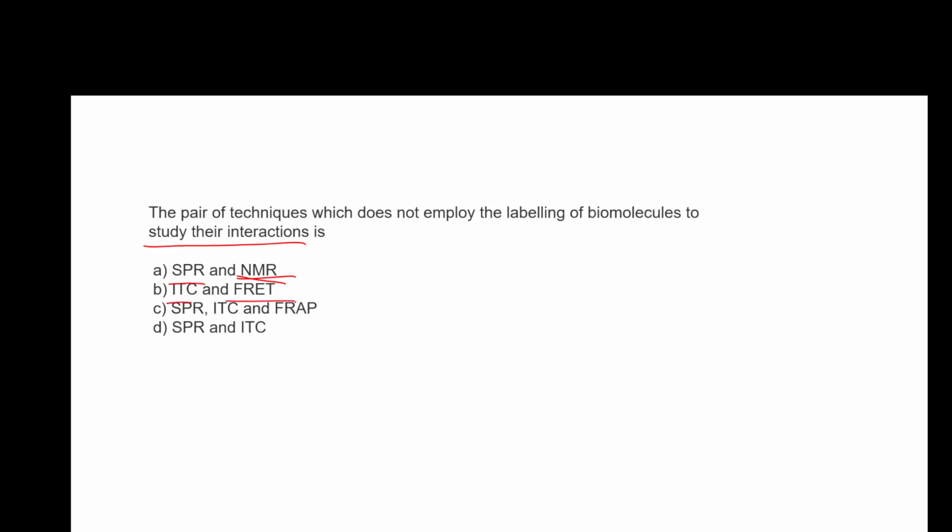Then we have ITC and FRET. In FRET and FRAP, both, we have a fluorescence coming out of the system that can be detected. For fluorescence, the tagging or the labeling of the biomolecule is needed. So that is why these two options also become wrong. The third option is SPR and ITC, isothermal calorimetry and surface plasmon resonance. Using these two techniques, we can study the interaction of the proteins and no labeling of the biomolecule is needed. So the correct option will be this.